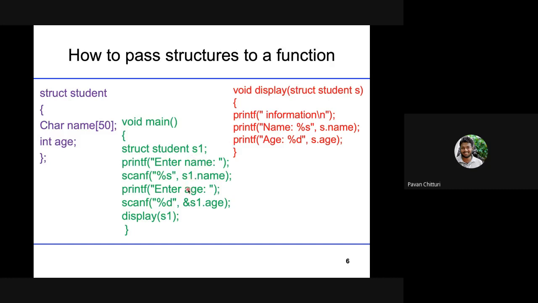So I have read the values like this. Read the values and stored them in those particular variables of name and age. That is done. Now I am passing the structure s1.